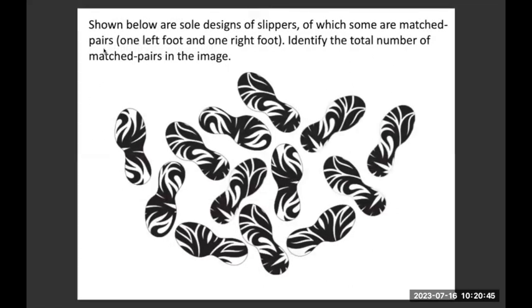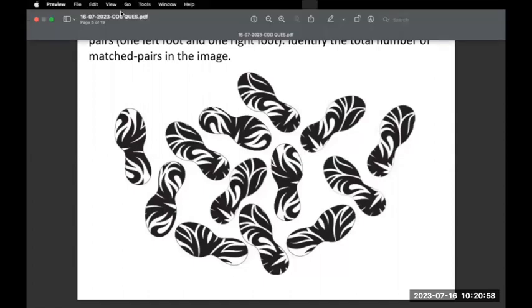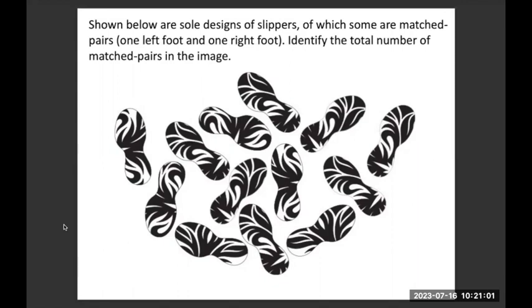The following questions which come now further are heavily based on observation. I've added a lot of questions which are based on your observation. Okay. What you are given below is some kind of footprint design. You're given some footprints, and a few, not all, of the footprints are similar in nature. There are a few footprints which are matched, which means the pattern of the footprint is the same, and one footprint is of the left foot and one footprint is of the right foot.